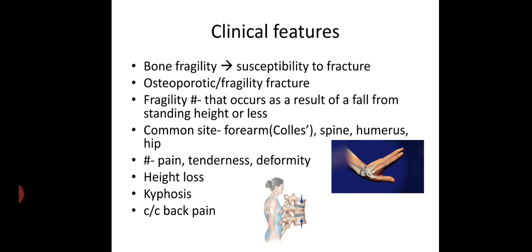Clinical features. The bone fragility causes susceptibility to fracture. Then osteoporotic or fragility fracture occurs. Fragility fracture means a fracture that occurs as a result of a fall from a standing height or less. Common sites: forearm, Colles fracture, spine, humerus, hip. And the fracture causes pain, tenderness, deformity. And vertebral fractures cause height loss, kyphosis, chronic back pain.